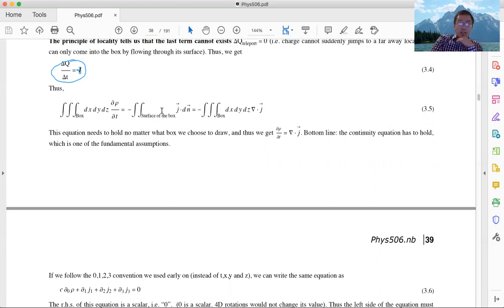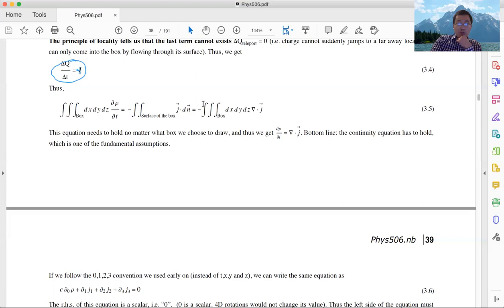For the right-hand side, this is a surface integral of current density. We can use the Stokes theorem. Using the Stokes theorem tells us that if we have a surface integral of something, we can convert this surface integral into a 3D bulk integral, but instead of J, we should use the divergence of J. The integral of the divergence of J in the bulk equals the surface integral of the current density J. So this is the Stokes theorem.